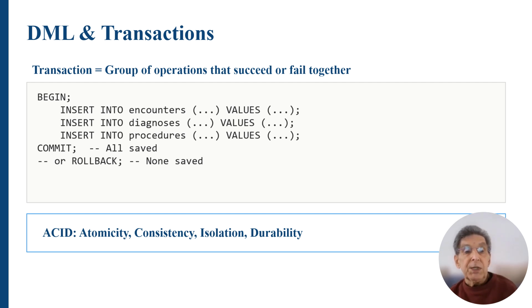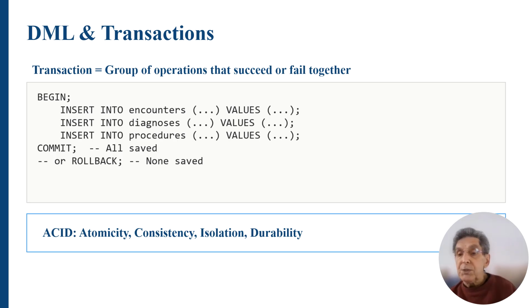What about data manipulation language and transactions? Let's talk about transactions, which are how databases ensure data integrity across multiple operations. A transaction is a group of statements that succeed or fail as a unit. You start with begin, execute your statements, and then end with either a commit to save all the changes you just made or a rollback to undo everything. In this example, we're creating a new encounter with associated diagnoses and procedures, and these records are related. They represent a single clinical event.